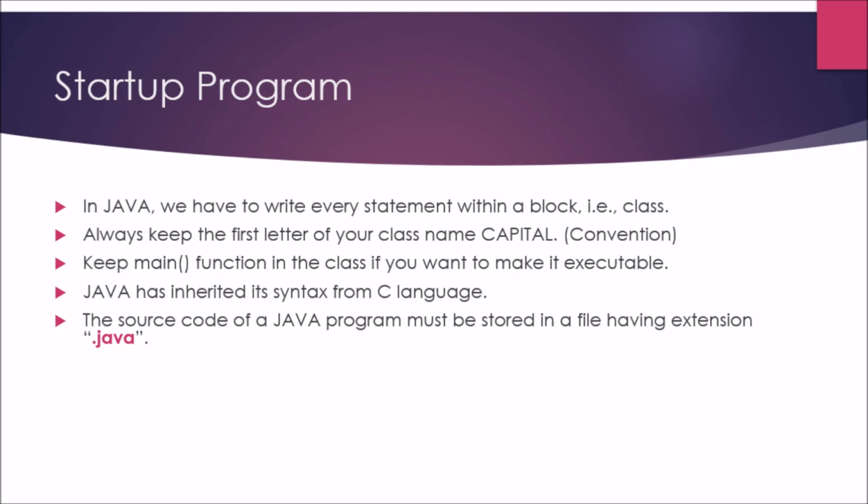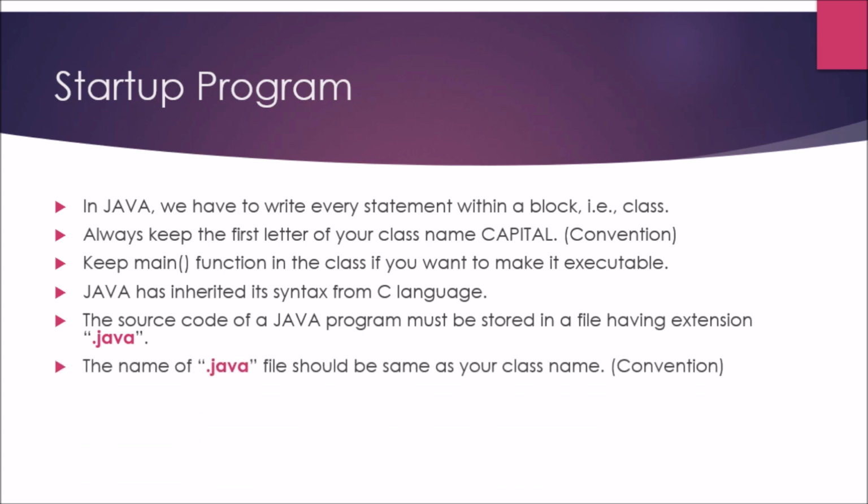The source code of a Java program must be stored in a file having the extension .java. So you will save your program with the extension .java. The name of the .java file should be the same as your class name. It's the convention, not the rule, but I recommend you follow this convention.